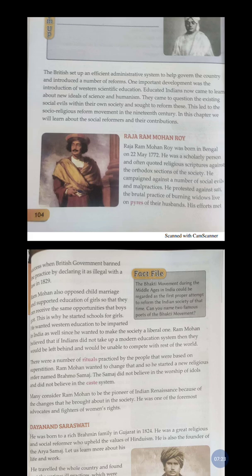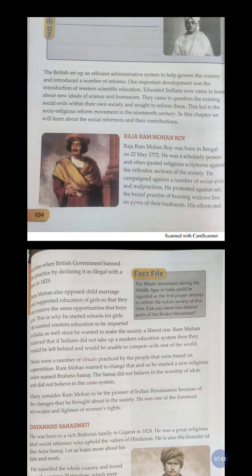You go to the temples, you greet the god, you worship the god as a statue which is there in the temples. And this Samaj did not believe in the caste system.